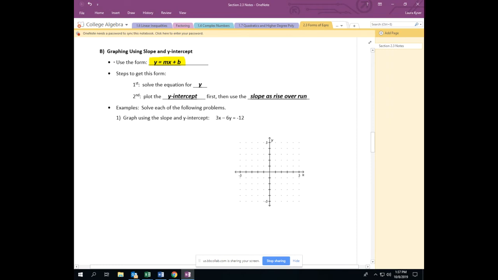Now, x and y in the equation are going to be variables. M and b are going to be numbers. And they're very important numbers. B is the y-intercept, which you can plot as a point 0, comma b. So that'll be your starting point. To figure out where you go from there, you move the slope.